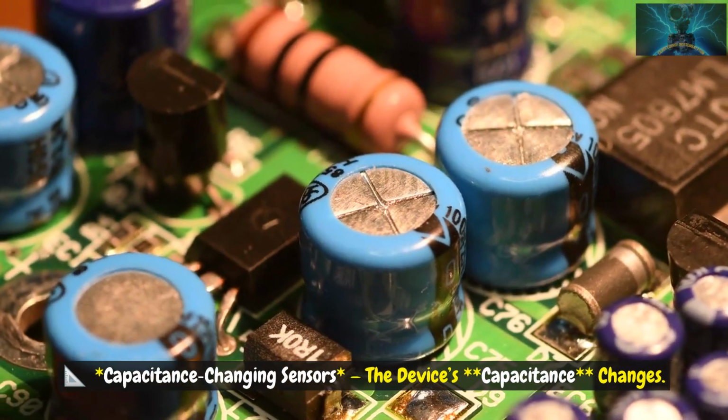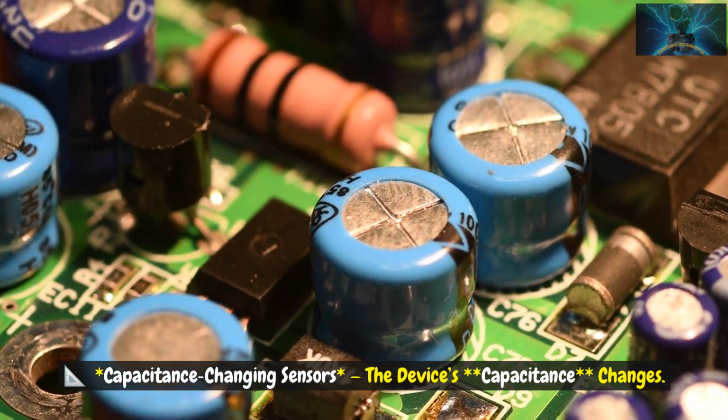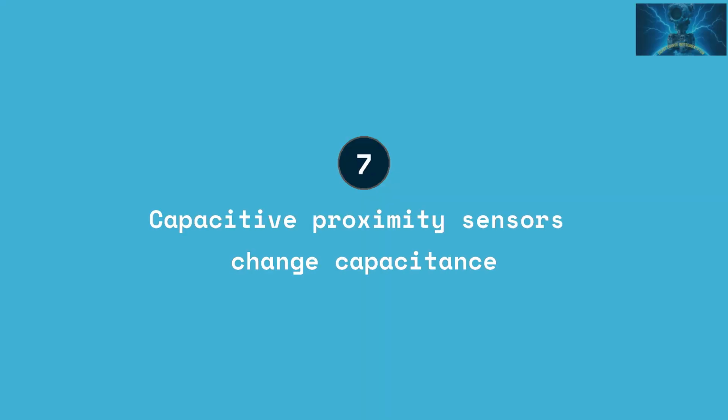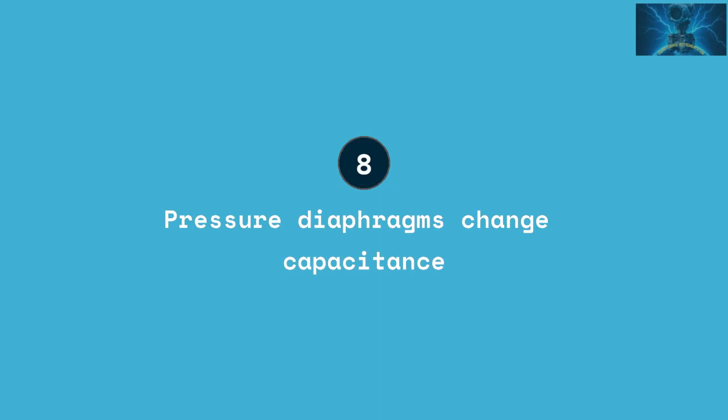Capacitance-changing sensors. The device's capacitance changes. Capacitive proximity and level: plate spacing or dielectric shift changes capacitance. Pressure diaphragms: tiny motion changes capacitance.